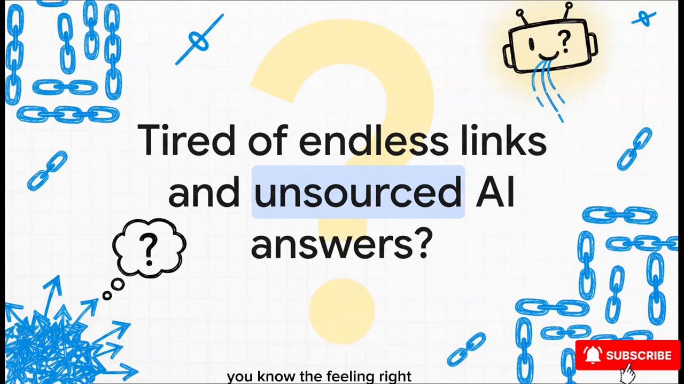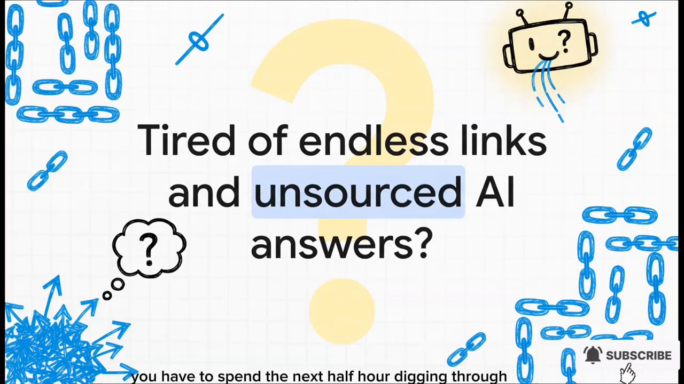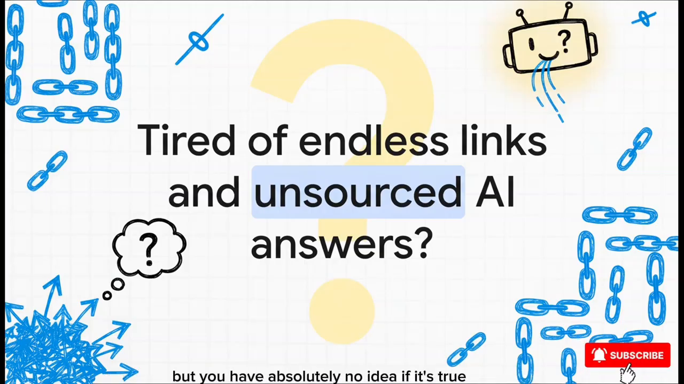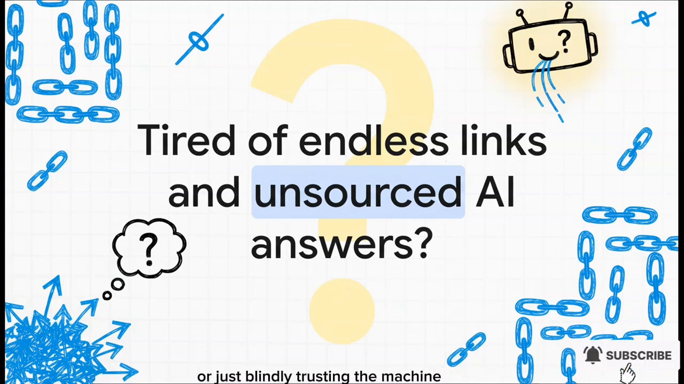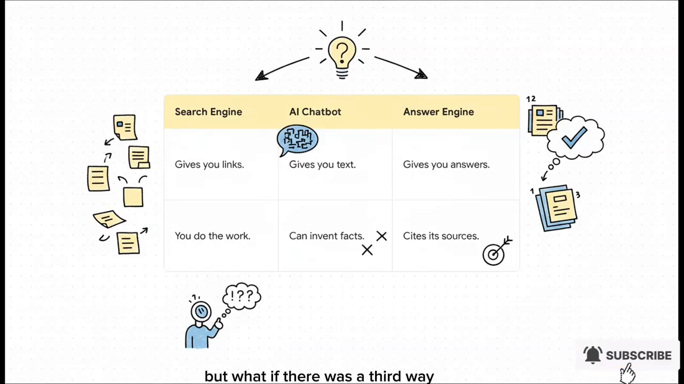You know the feeling, right? You ask a simple question and get back a wall of blue links you have to spend the next half hour digging through. Or you ask a chatbot and you get this super confident answer, but you have absolutely no idea if it's true or where it even came from. It's like you're stuck choosing between doing all the work yourself or just blindly trusting the machine. But what if there was a third way?